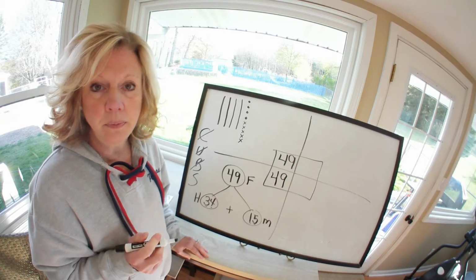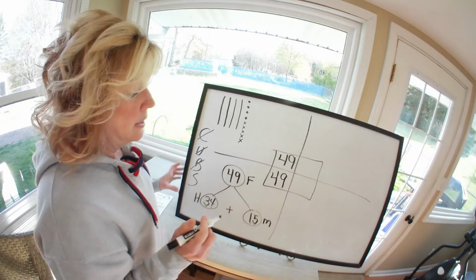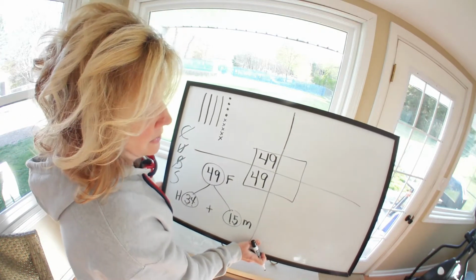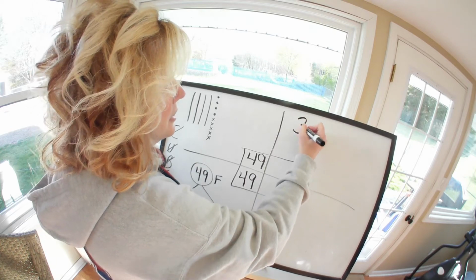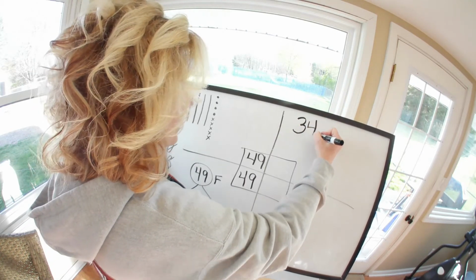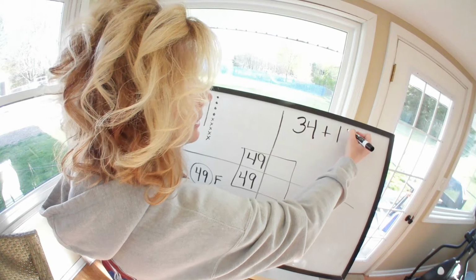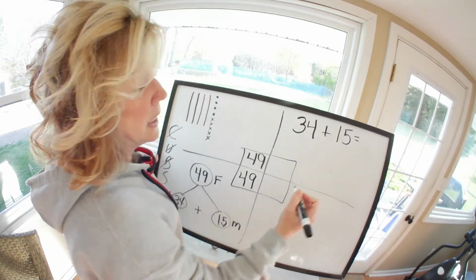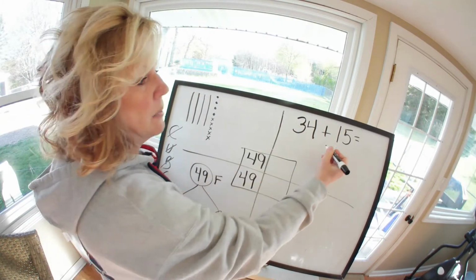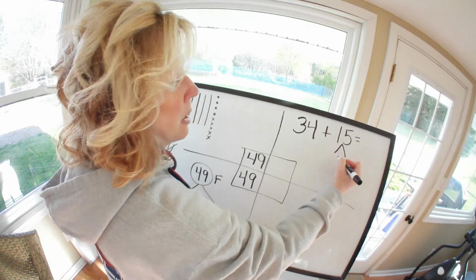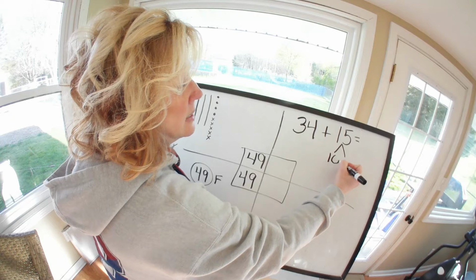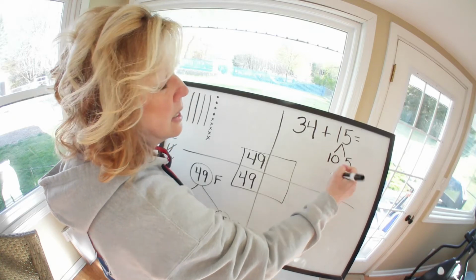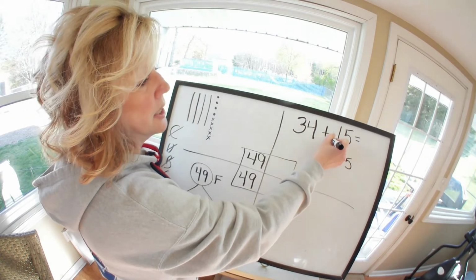Okay? Now, this is the part that I really want to review with you because this is what we learned yesterday. So if I have 34 and I add 15 to it, we need to solve this problem. What you're going to do is break down the smaller number. So here's my smaller number. And what we're going to do is break it down into tens and ones. And I'm going to make sure my tens are closest to the double-digit number.